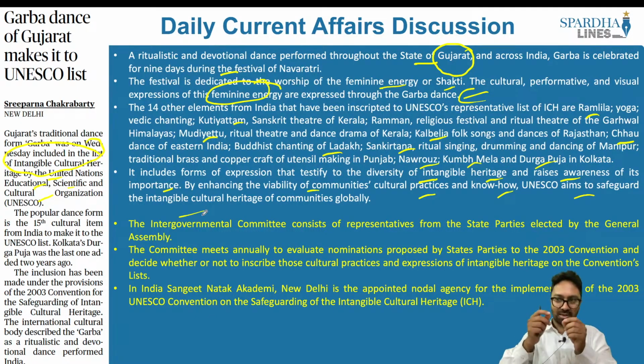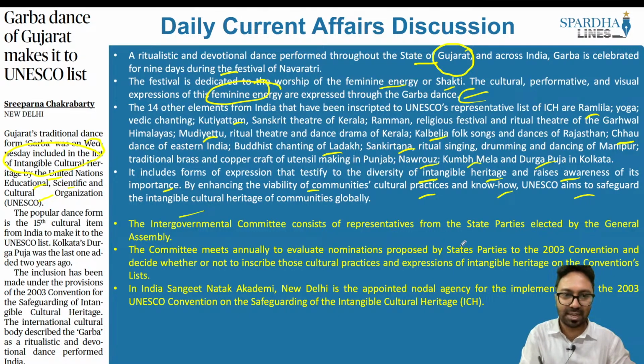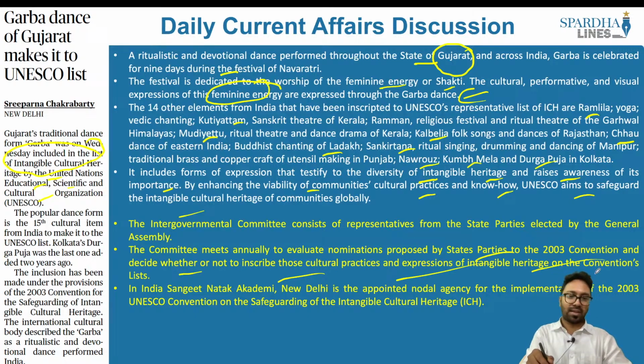Whenever a particular music pattern or dance pattern has to be introduced, there is an intergovernmental committee which consists of representatives from the state parties elected by the General Assembly. The committee meets annually to evaluate nominations proposed by the state parties to the 2003 convention and decide whether or not to inscribe these cultural practices and expressions, and ultimately from India. This can be very important from your preliminary examination point of view.